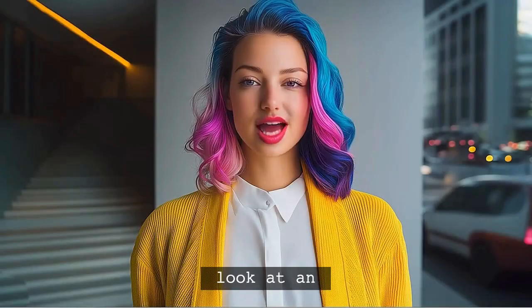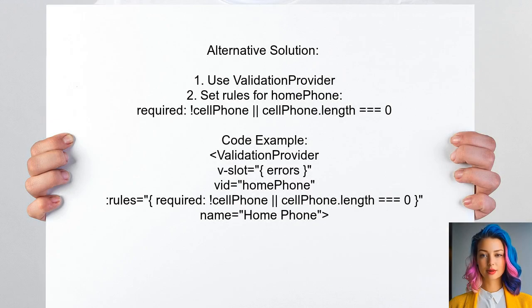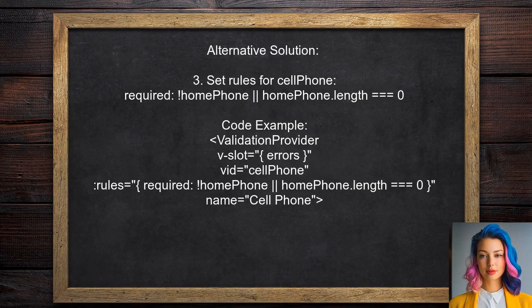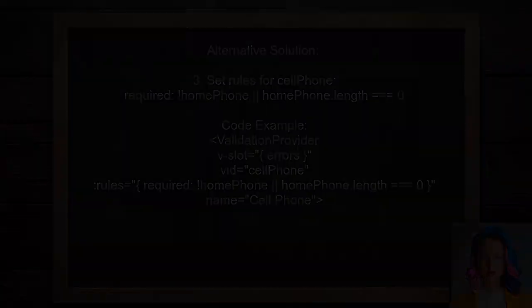Let's take a look at an answer from another user. An alternative solution, provided by another user, involves using the validation provider from Vee-Validate. They suggest setting the required rule for the home phone field to check if the cell phone field is empty. If the cell phone is null or an empty string, then the home phone becomes required. Similarly, for the cell phone field, the required rule checks if the home phone field is empty. If the home phone is null or an empty string, then the cell phone becomes required.